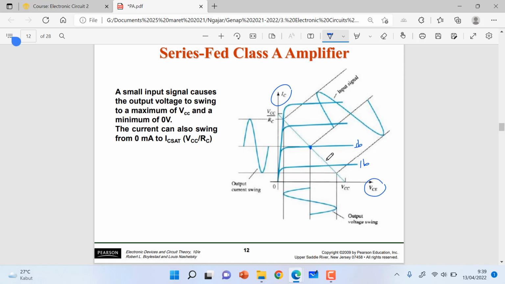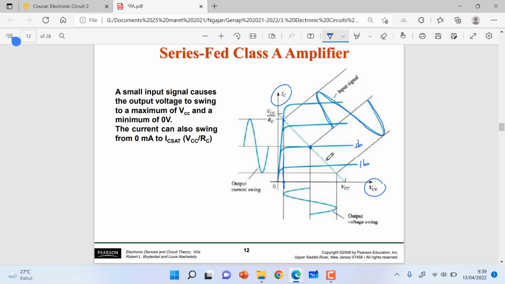So the input signal we can draw, because this is the middle, we start from this one to the maximum saturation point here, because this is the cutoff. So this is the threshold, and this is the maximum. Like this one, and then goes this one. This is for the input signal. So we can also draw the output current swing and the output voltage swing.